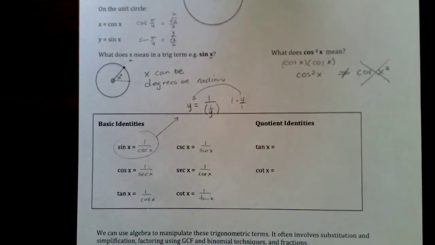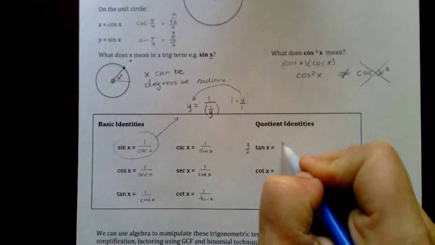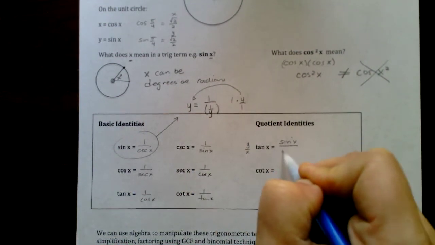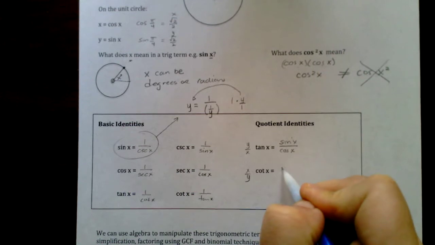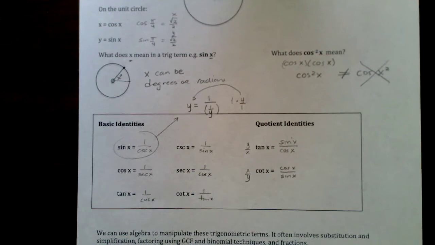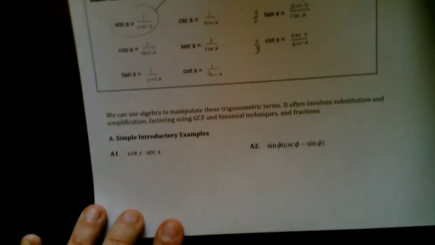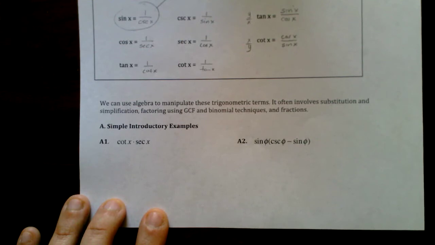In the quotient identities, we'll use these a lot. If you remember, tangent was y over x on the unit circle. Y is the sine of x, x is the cosine of x. Cotangent is x over y, so this is cosine x over the sine of x. All right? These are our basic players in order to simplify problems. So now, as you can see in the bottom, the first two examples, we can use algebra to manipulate these trigonometric terms. It often involves substitution and simplification, factoring using GCF, and binomial techniques and fractions.